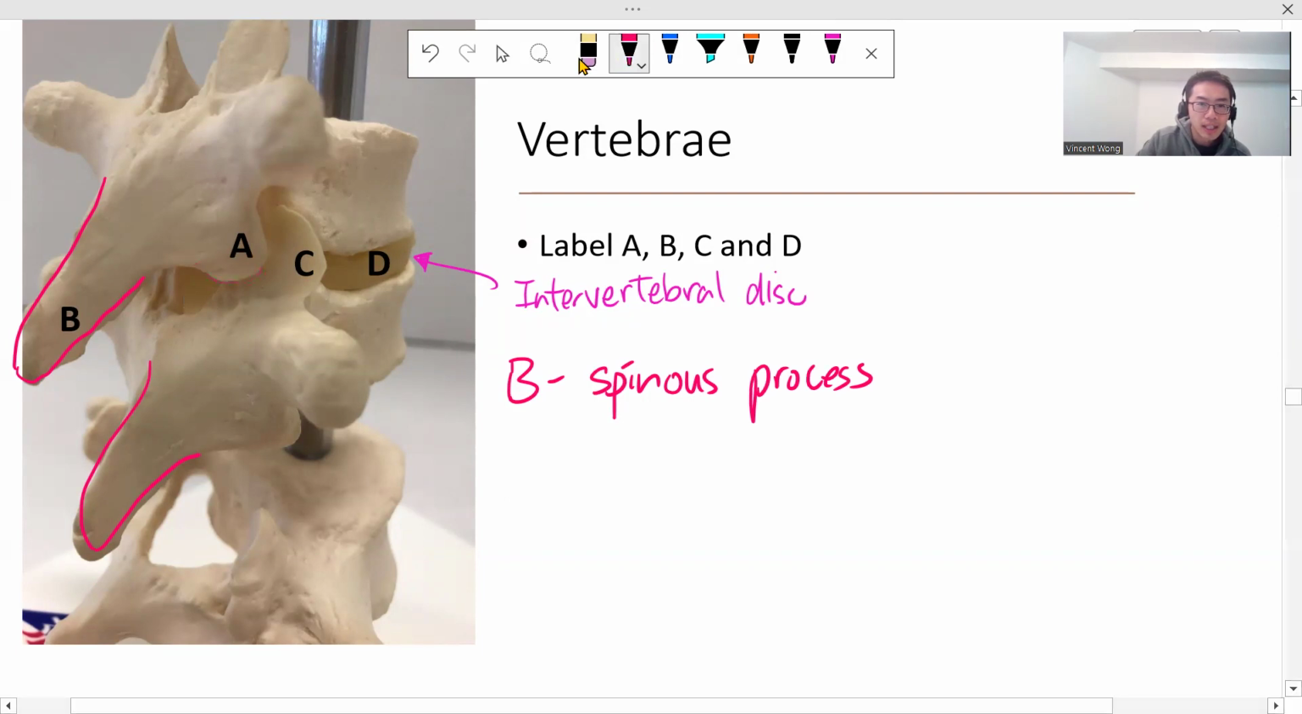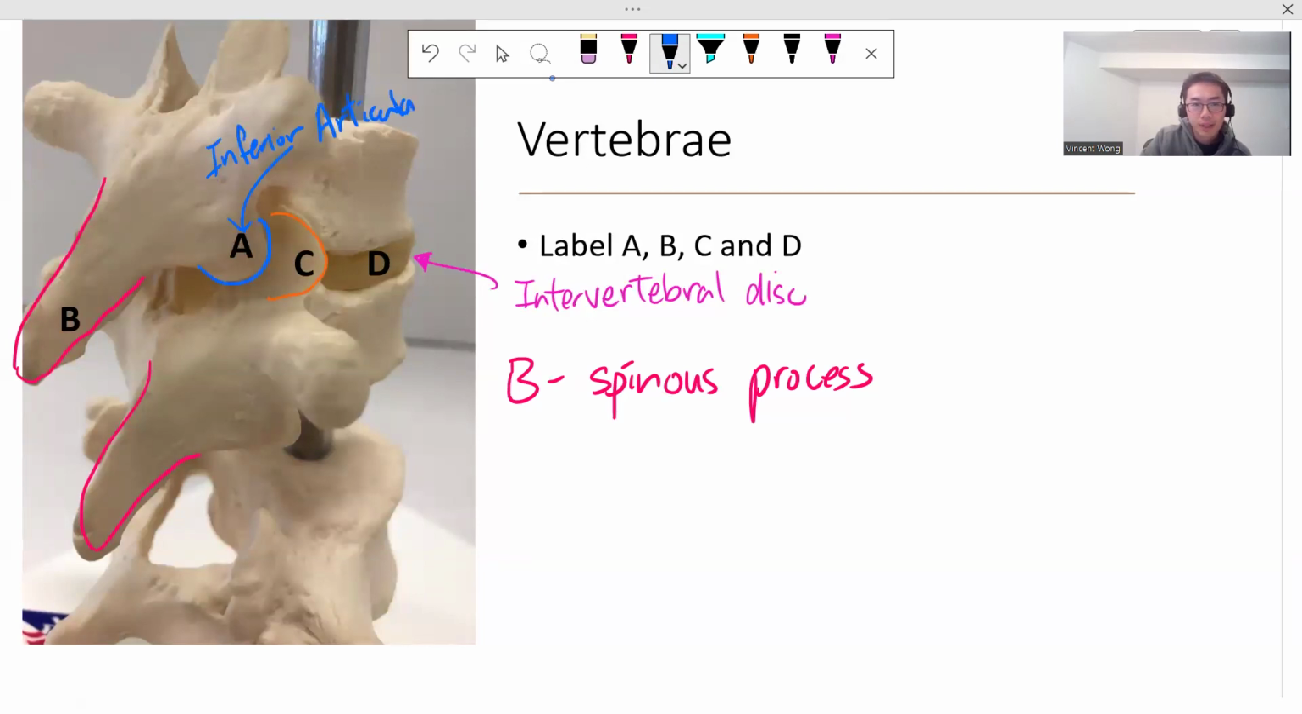So this part, A, is going to lock itself with C to connect each other. A is the inferior articulate process, whereas C is the superior articulate process. Now, this might be a little bit confusing for some of you. Why is the one below called the superior one, and why is the one on top called the inferior one? Well, that's because it's inferior for the bone above, right?